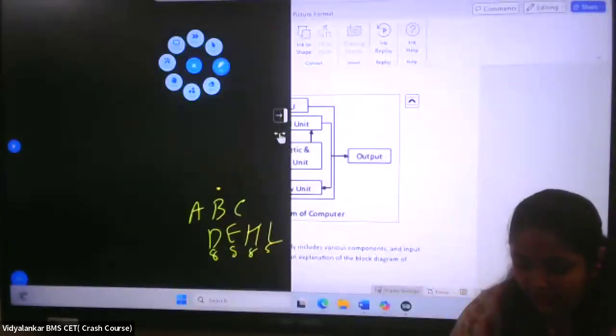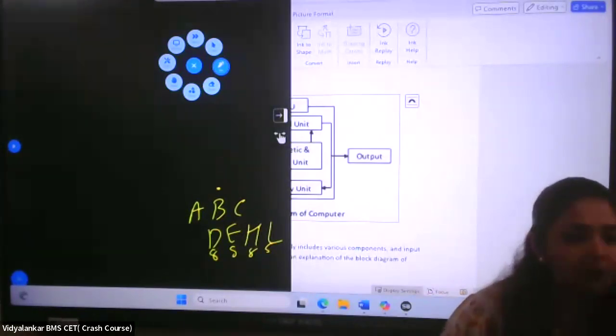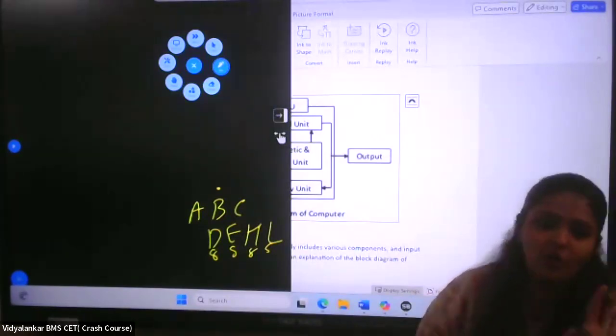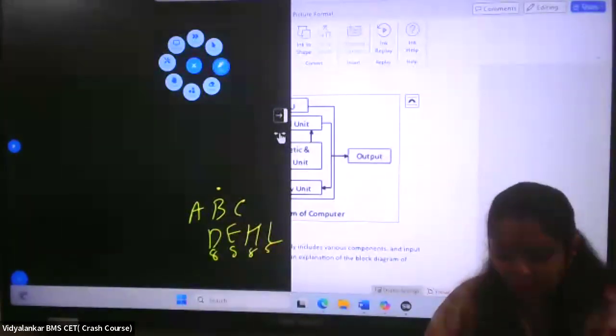Next one, which of the following circuit is used to store 1-bit data? Please mark the option as flip-flop. It is a memory and it is capable of only storing 0 or 1. Either वो 0 स्टोर करेगा या फिर 1 स्टोर करेगा.